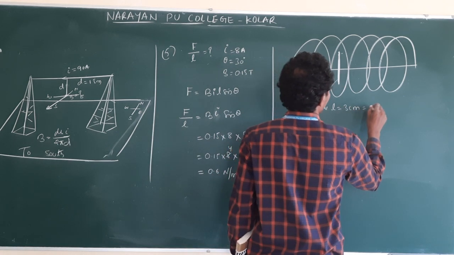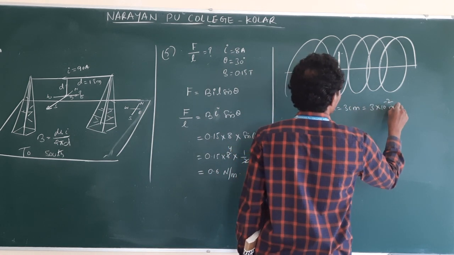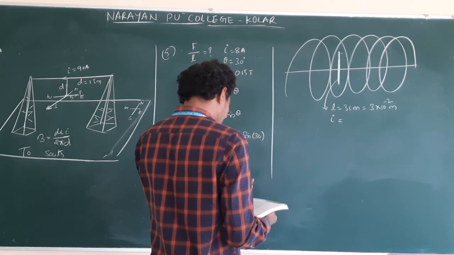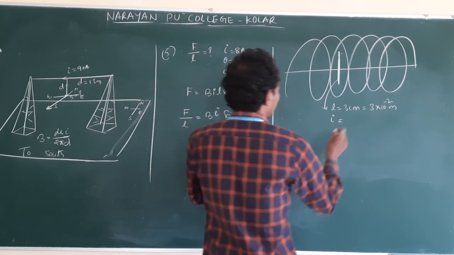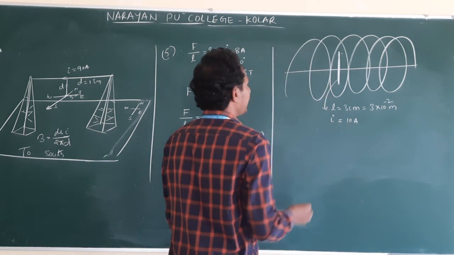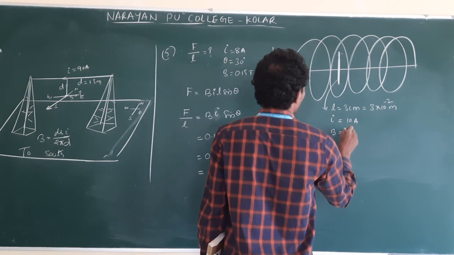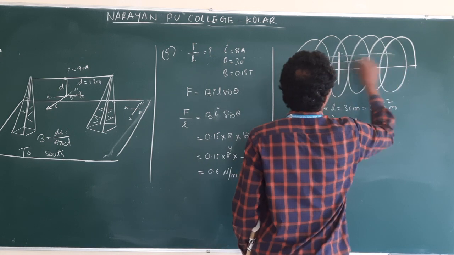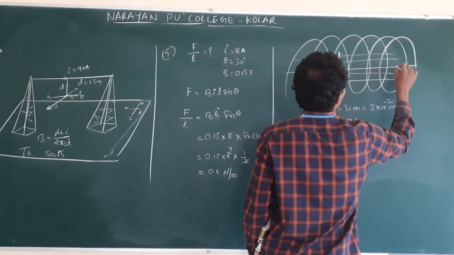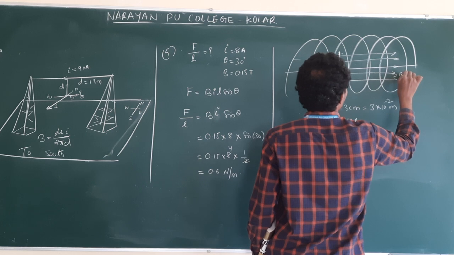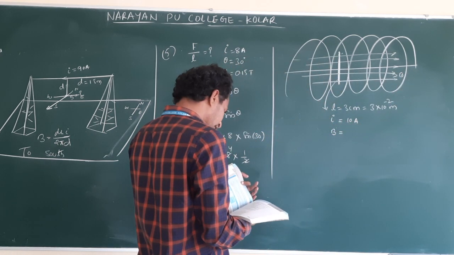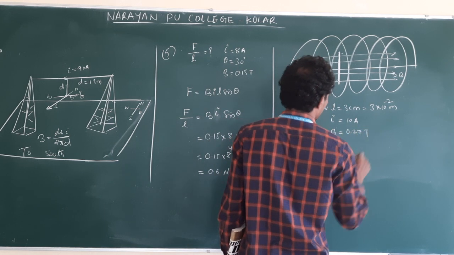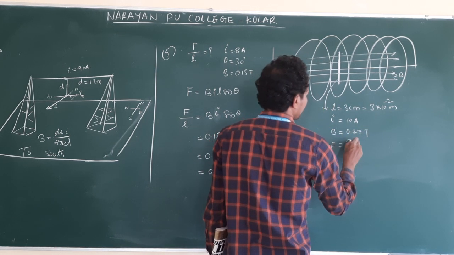So 3 centimeter, this is equal to 3 into 10 power minus 2 meter. This is carrying current I. They did not mention the direction. It is carrying current I, that is 10 ampere. Clear. And this is producing field B. Okay, this solenoid producing the field, like this field is produced by the solenoid. That B is given as 0.27 Tesla. They are asking force acting on the conductor.